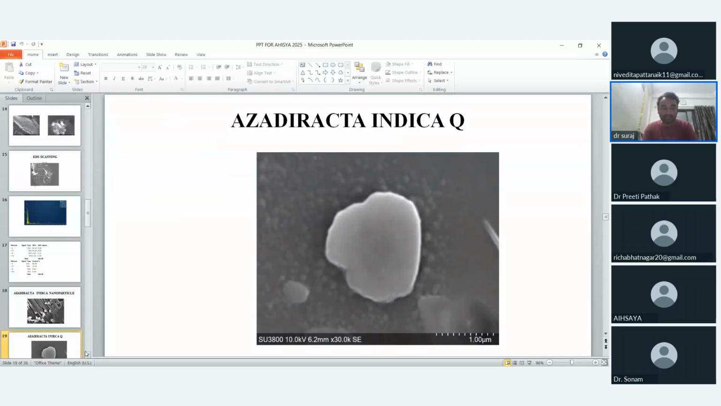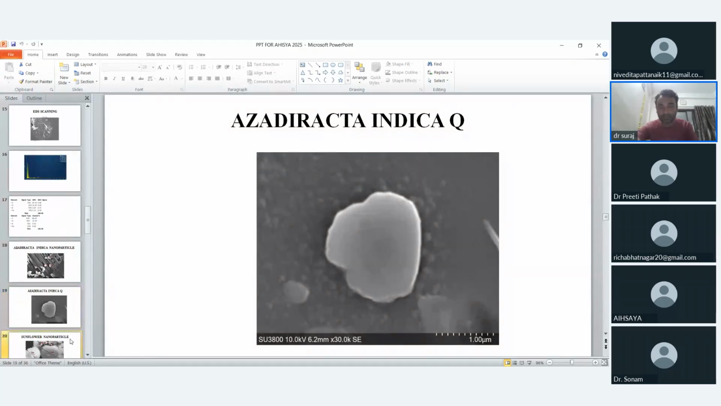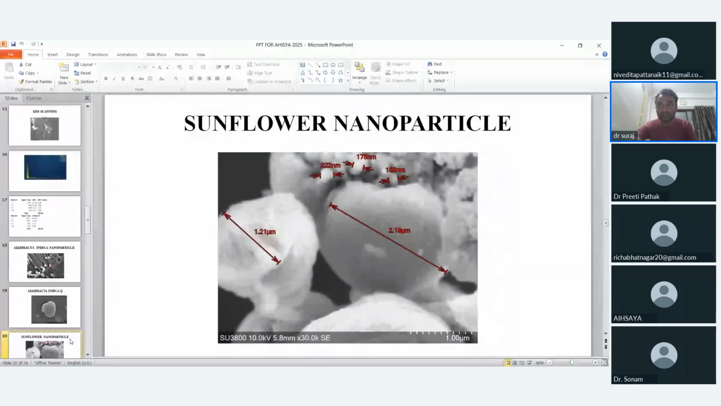Now another one, this is sunflower nanoparticle. So this is helianthus. So it is sunflower nanoparticle. So you can see again they have a different shape of arrangement. They have a different pattern of arrangement. They have a different dimension. So these are very minute structures in helianthus Q. This is again hydroalcoholic base.